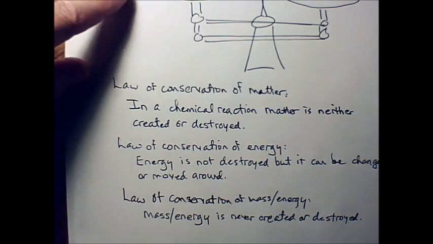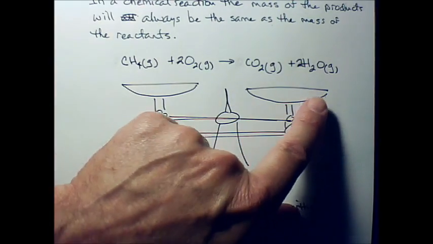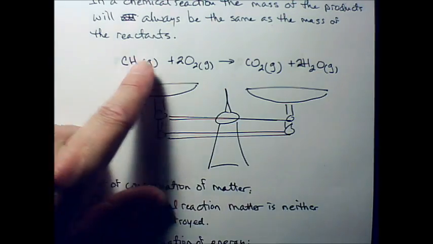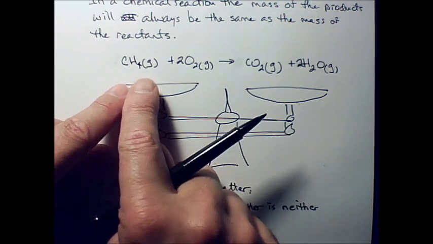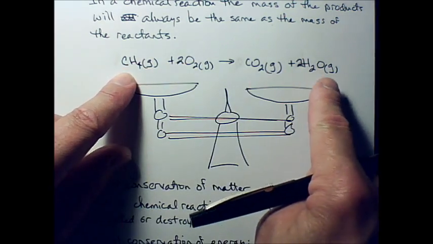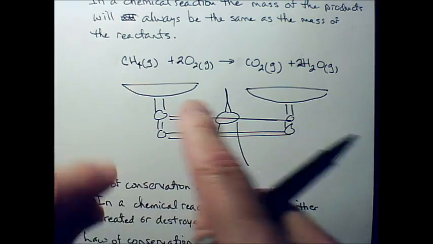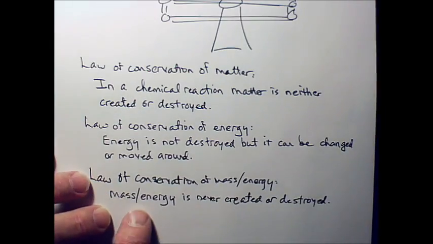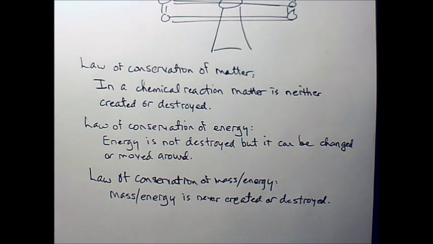So if I burn methane and I create heat, all I did was change matter. Well, I didn't change matter to energy. I took the energy that was stored here and changed it into some other energy. Okay, I moved the energy around. I didn't destroy energy. I moved it around.